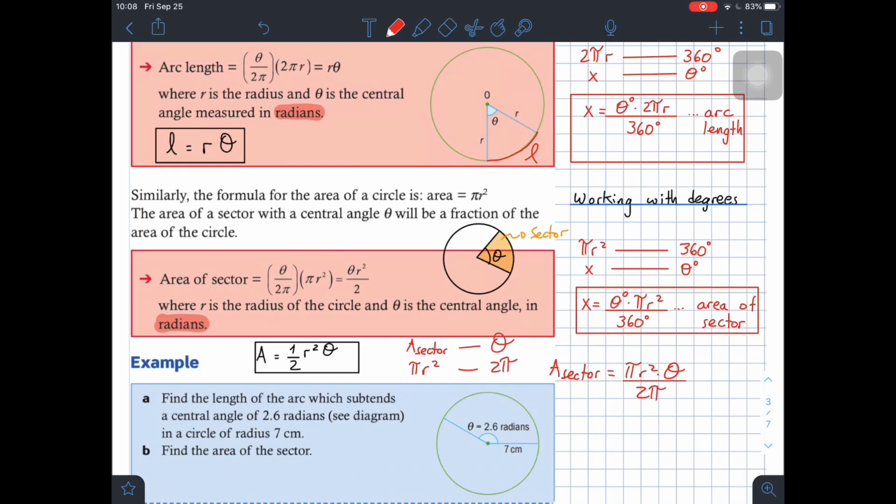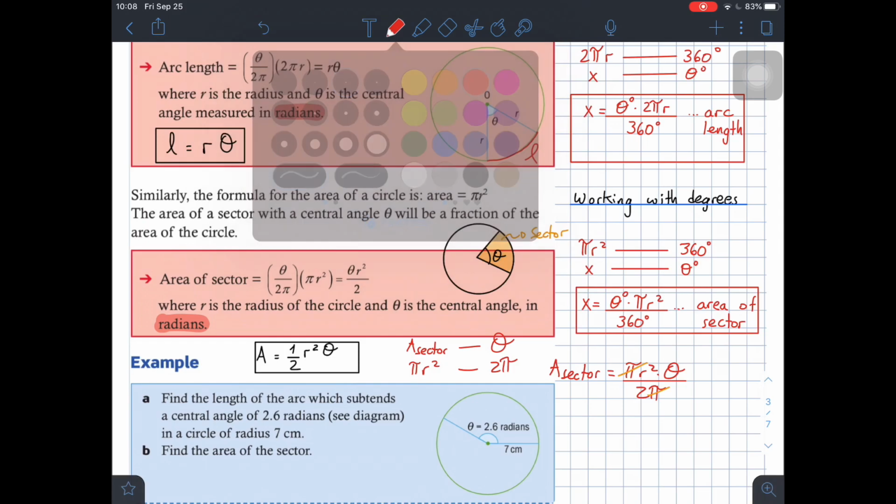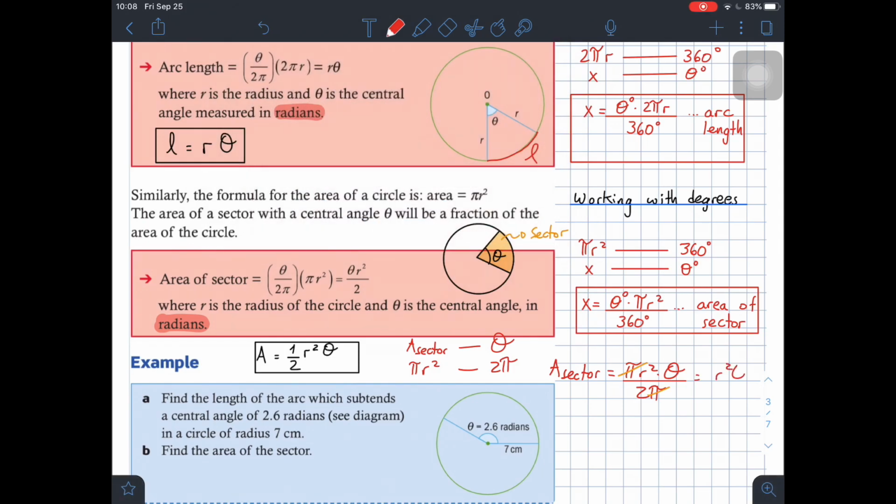2 pi. And if I simplify terms, for example, pi with pi, we're going to get as a result r squared times theta divided by 2. And that's exactly this formula over here. R squared times theta divided by 2, or 1/2 r squared theta, which is the same thing. So that's where the formula comes from, basically.